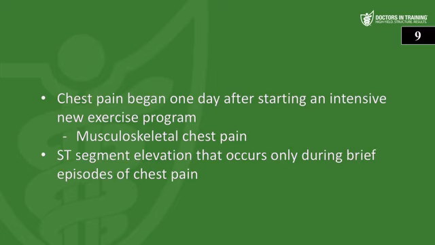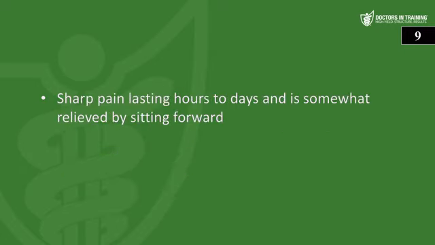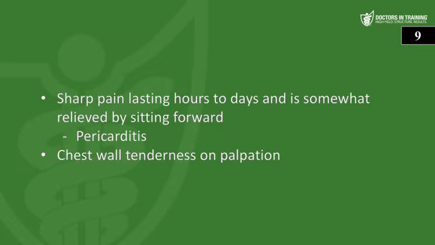ST segment elevation that occurs only during brief episodes of chest pain is a classic scenario of Prinzmetal angina. And then sharp pain lasting hours to days and is somewhat relieved by sitting forward is pericarditis. And chest wall tenderness on palpation is musculoskeletal chest pain.